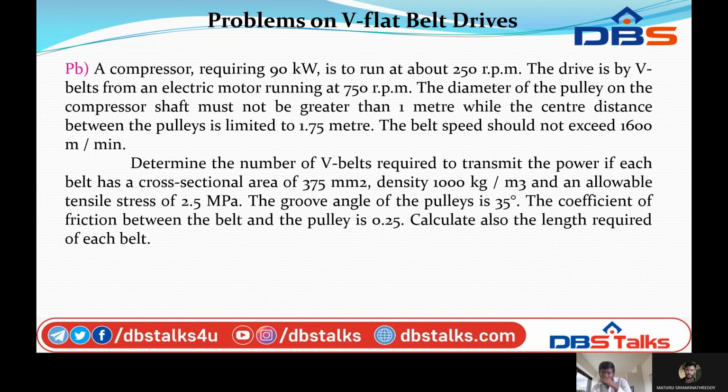So this is the problem. Determine the number of V belts required to transmit the power. Each belt has a cross sectional area of 372 mm square, density 1000 kg per meter cube, and allowable tensile stress of 2.5 MPa. The groove angle of the pulley is 35 degrees. The coefficient of friction between the belt and pulley is 0.25. Finally, calculate the length required of each belt.